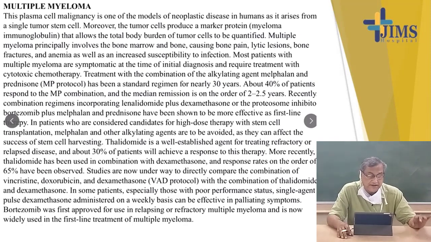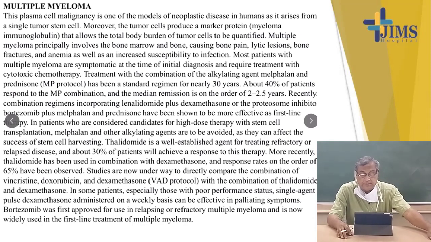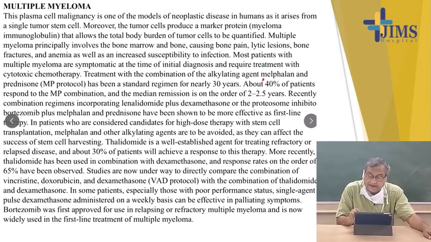Most patients with multiple myeloma are symptomatic at the time of initial diagnosis and require treatment with cytotoxic chemotherapy. Treatment with the combination of the alkylating agent melphalan and prednisone has been the standard regimen for nearly 30 years. About 40% of the patients respond to the MP combination, and the median remission is on the order of 2 to 5 years.